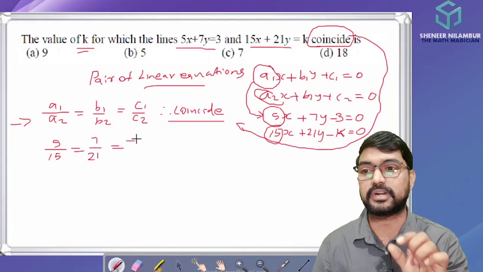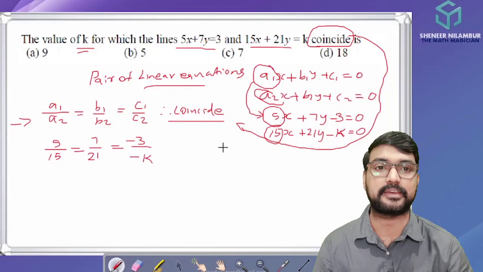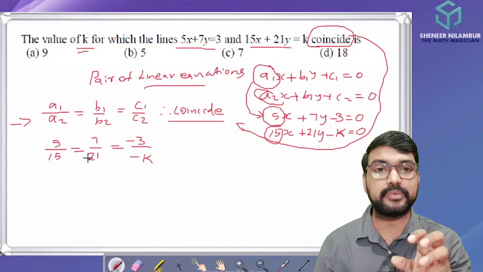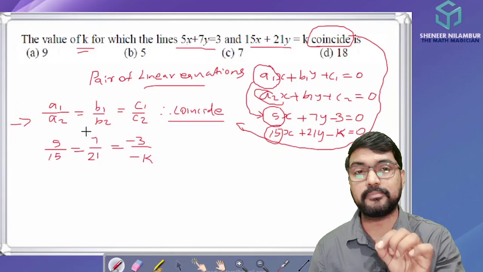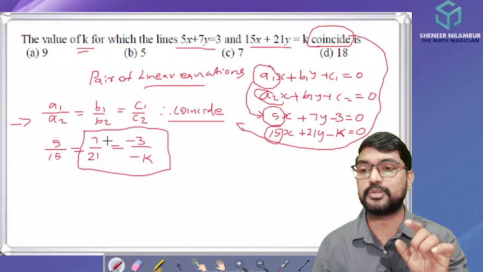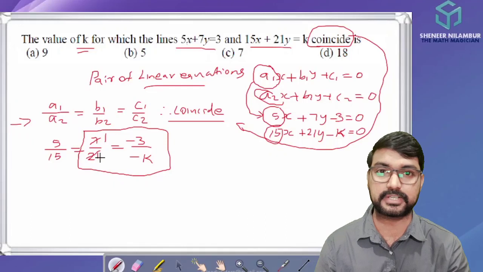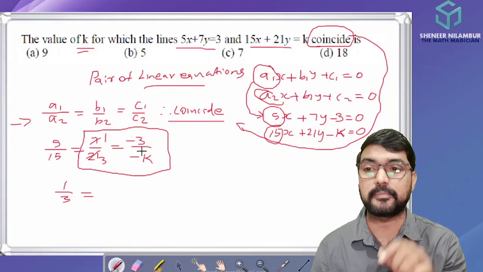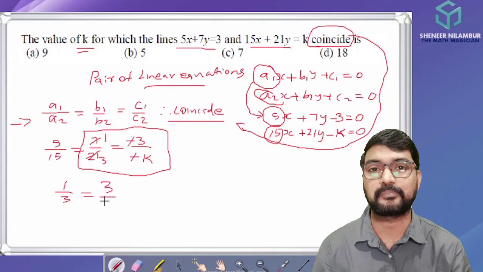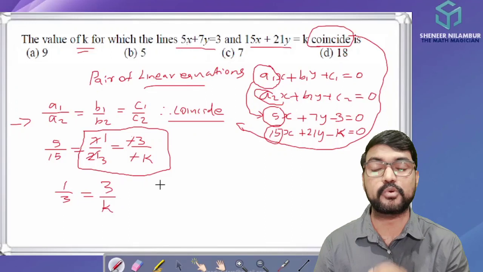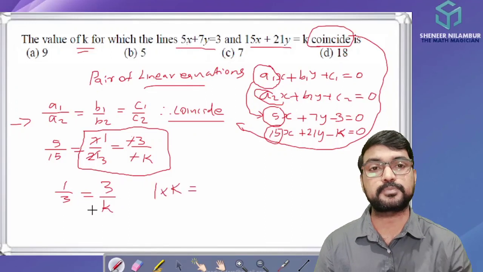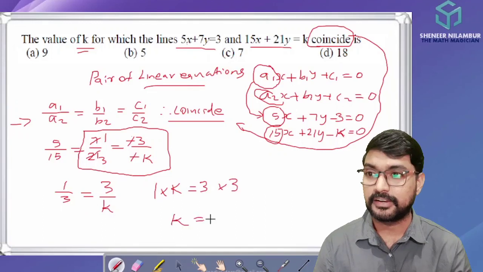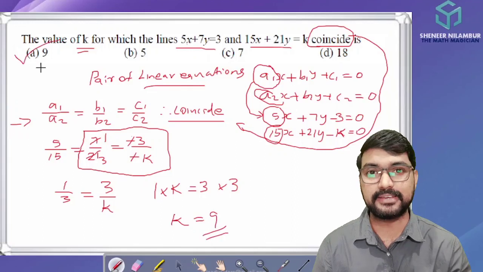So we got 3 ratios. What are they? 5 by 15, 7 by 21, minus 3 by minus k. Here we need to find the value of k. So including k we can take one equation, which we can take 7 by 21. We can cancel 7: there is one 7 in 7, and in 21 there are three 7s, so 1 by 3. After the cancellation, 1 by 3 is equal to minus 3 by minus k, we can cancel the minus, so it will be 3 by k. So 1 by 3 is equal to 3 by k. Now k transposes to the left side, so 1 into k is equal to 3 transposed to the right side, 3 into 3, 9. So we got k is equal to 9. Option A is the right answer. The value of k is equal to 9.